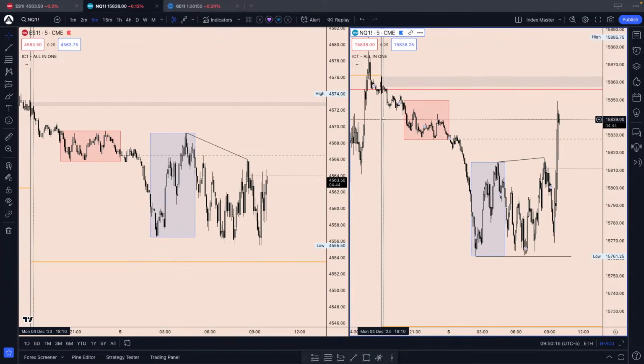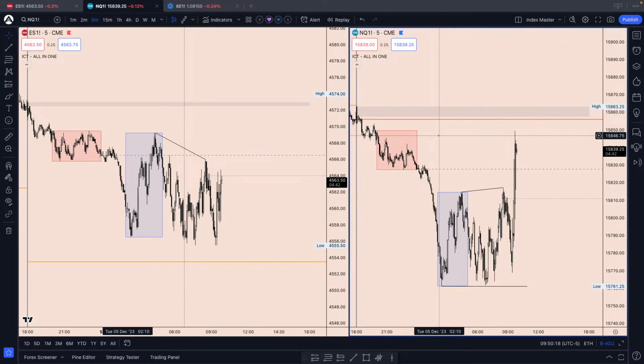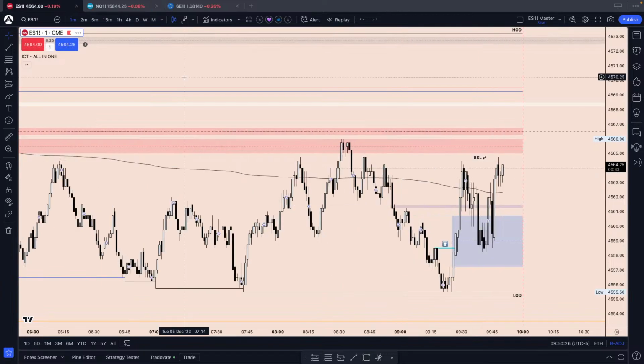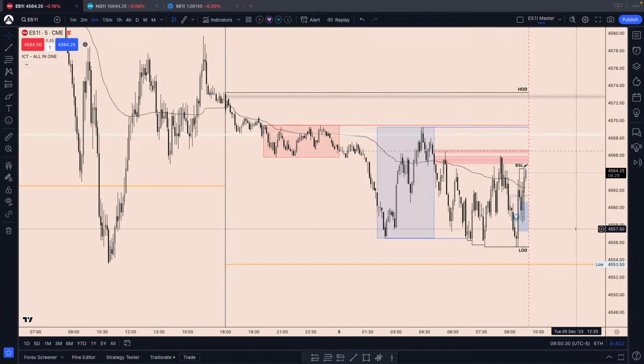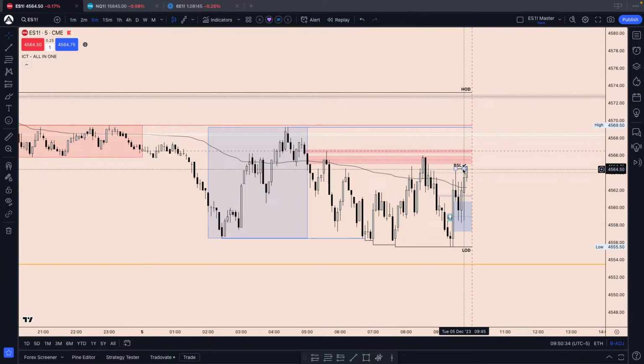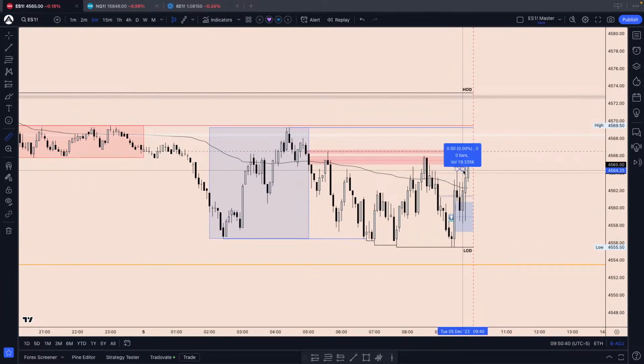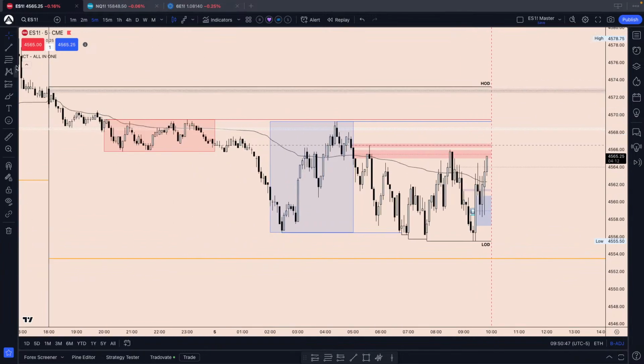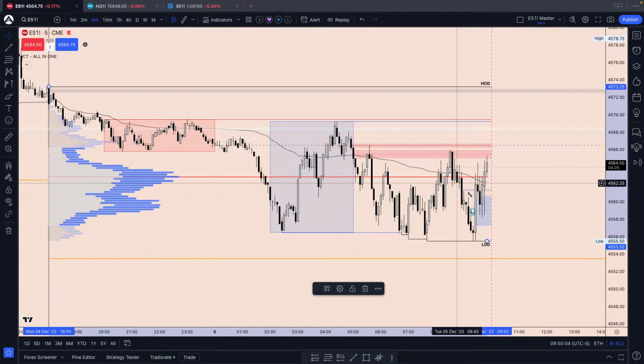NQ almost at the Asia session high. Almost back at the high of the day. 5-minute time frame. No new inefficiency other than this one. No inversion fair value gap here. Let's take a look at our volume point of control. Right around here. There's not much volume at these areas or at these highs, so we could easily just smack through them. Really, majority of the volume has been put in place here.